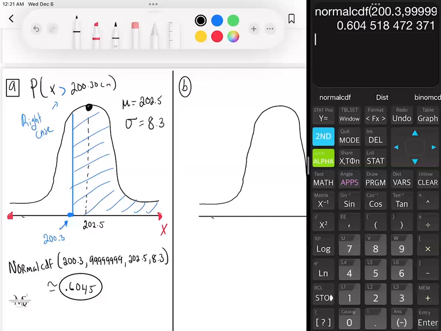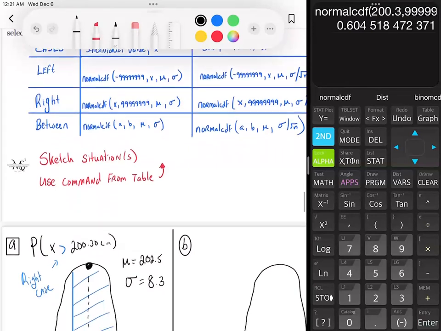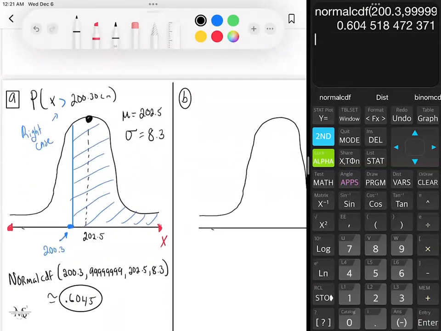And we got it based on our picture. From our picture, we picked one of the formulas. So we had to do the right case. And then we just entered the values into the calculator.